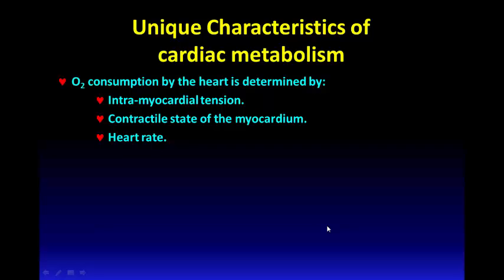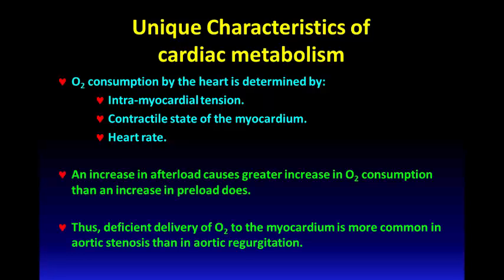Oxygen consumption by the myocardium is determined by the intramyocardial tension, the contractile state of the myocardium, and also the heart rate. An increase in afterload causes greater increases in oxygen consumption than an increase in preload does. Thus, deficient delivery of oxygen to the myocardium is more common in aortic stenosis with increased afterload than in aortic regurgitation with increased left ventricular preload.